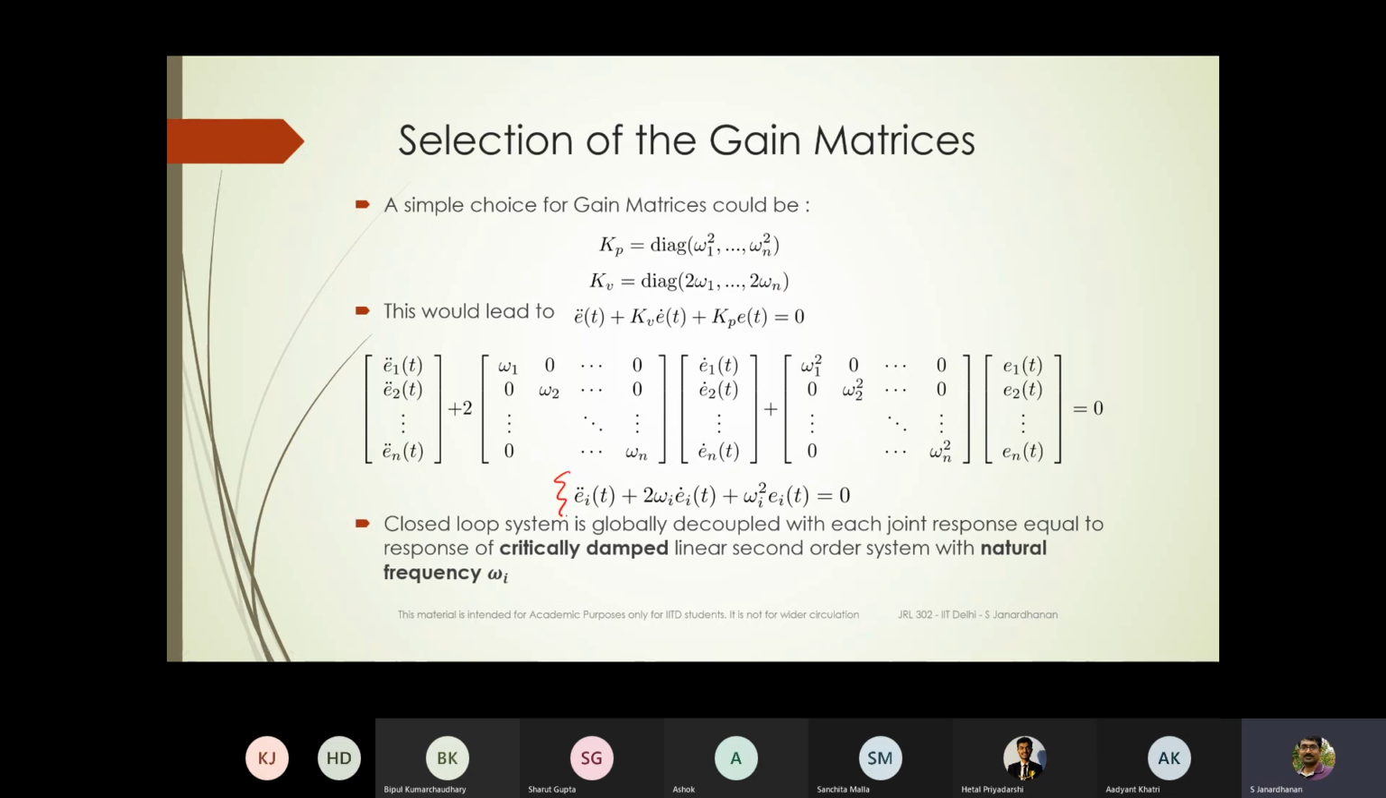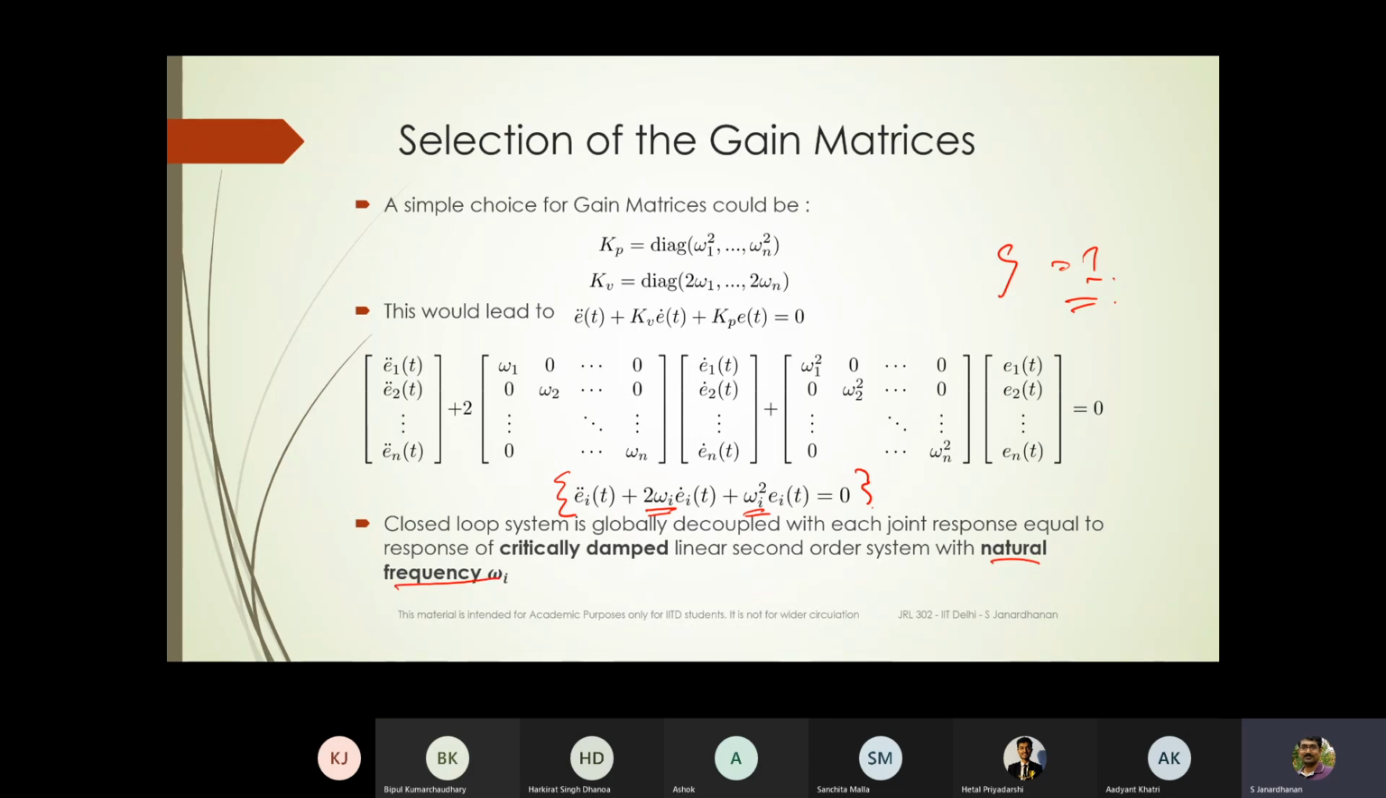Now since this has been chosen such that the term associated with e dot is 2 omega 1 and the term associated with e is omega square, what you have here is a system with the damping ratio equal to 1. You have a system that is critically damped, which is the ideal situation in the case of a robotic manipulator. You want critical damping in a robotic manipulator, with a chosen natural frequency of omega i.